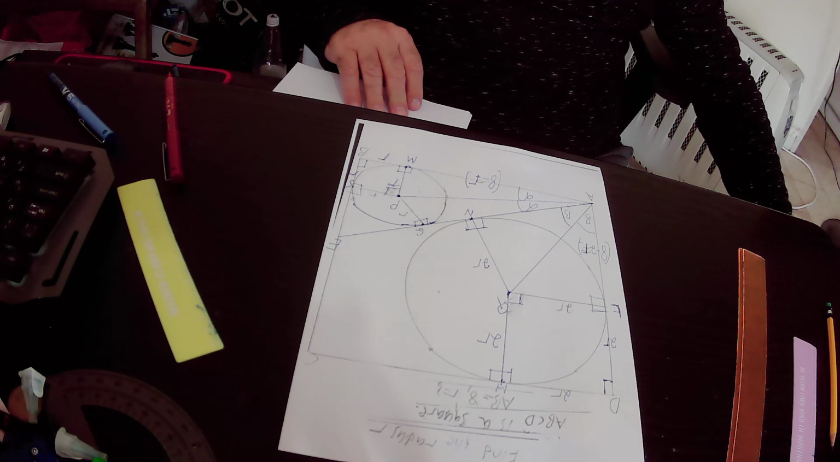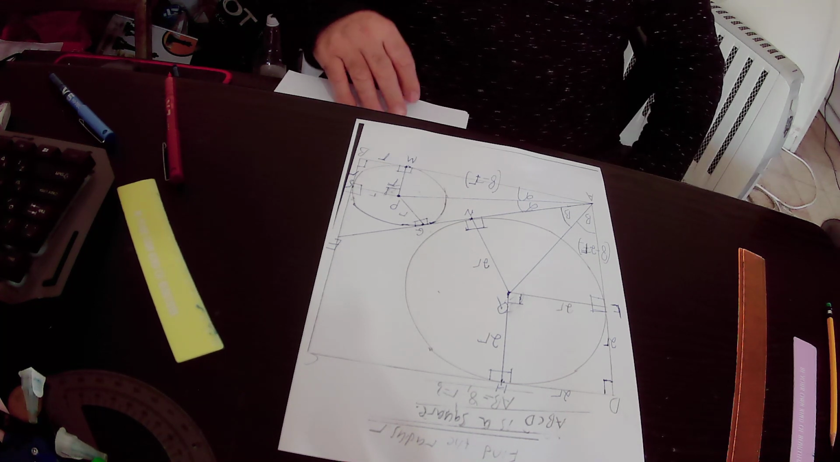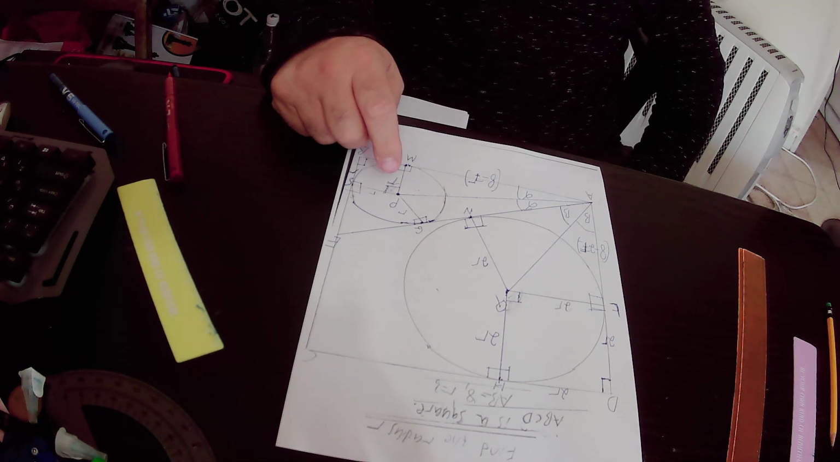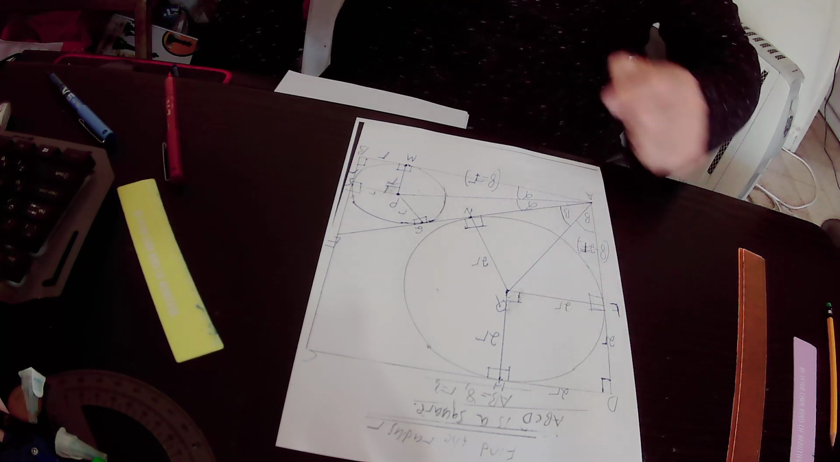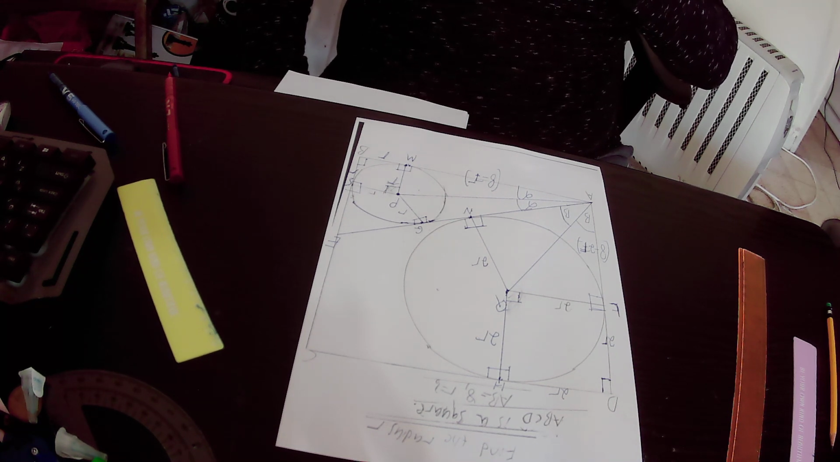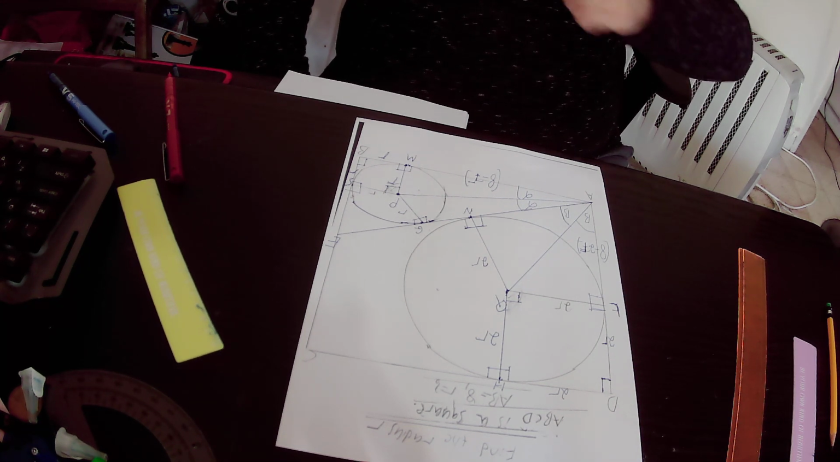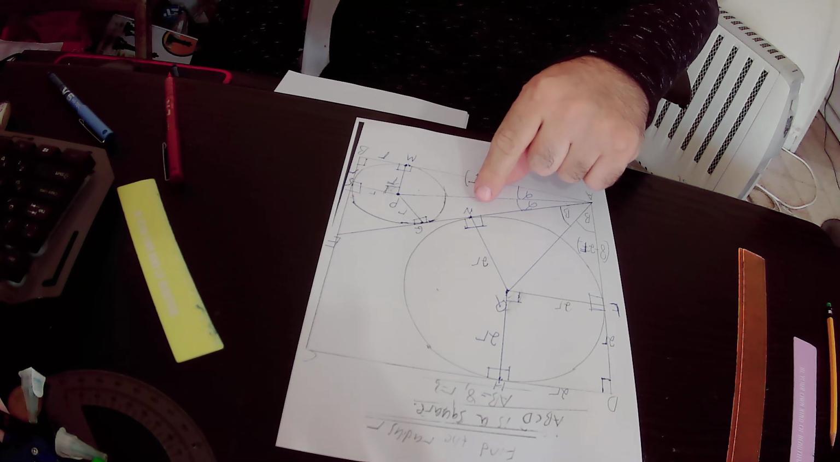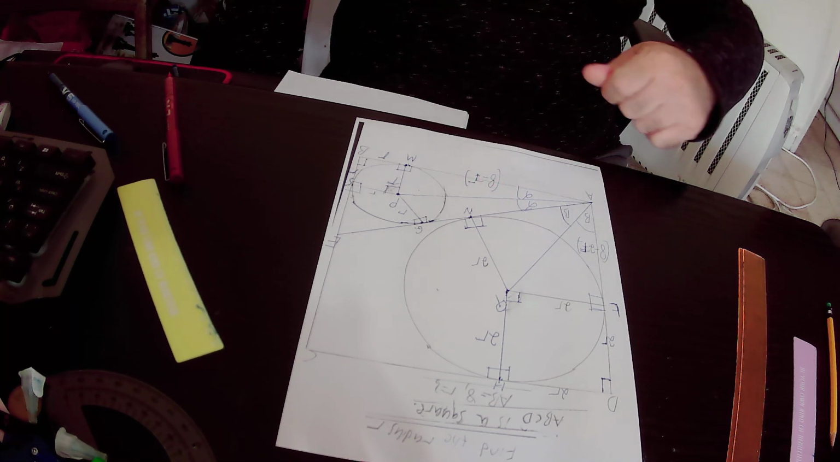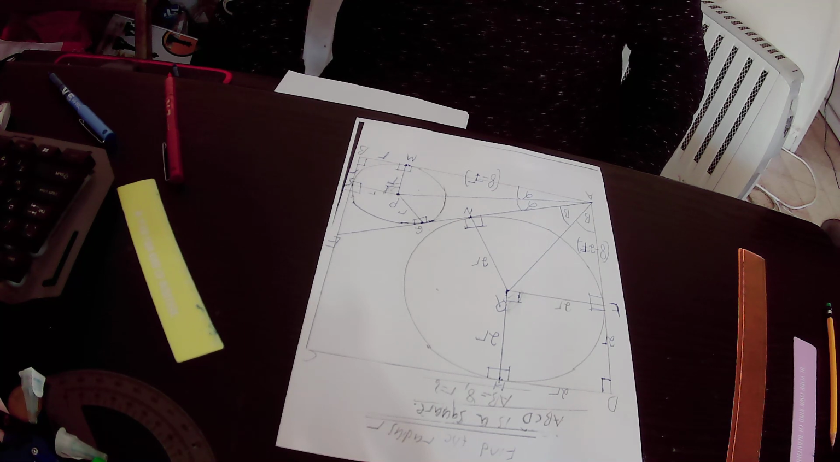Then we define the center of this small circle as point P, the center of the big circle is point Q, and we proved that those two triangles can go into each other. Why can they go into each other?